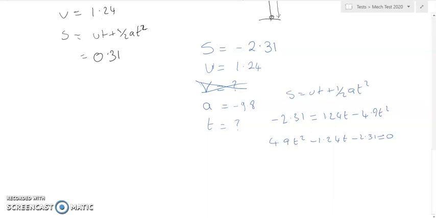And when I do, it gives me t as equal to 0.8246 something, and then the other answer is minus 0.571. But it can't be this answer anyway because it's negative. So the time that elapses, the additional time that elapses, is 0.83 seconds. 0.82 seconds.